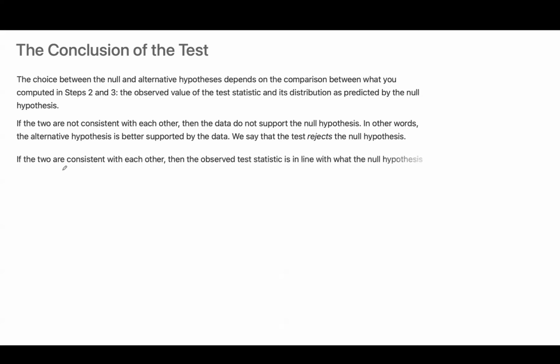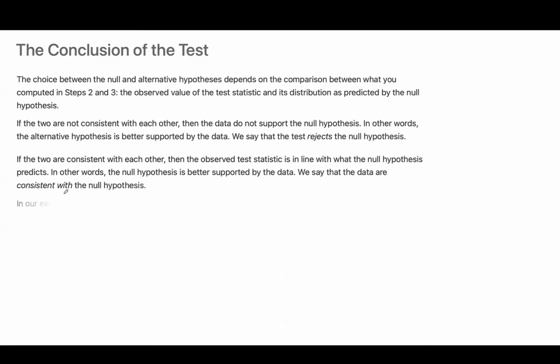If the two are consistent with each other, then the observed test statistic is in line with what the null hypothesis predicts. In other words, the null hypothesis is better supported by the data. We say that the data are consistent with the null hypothesis.